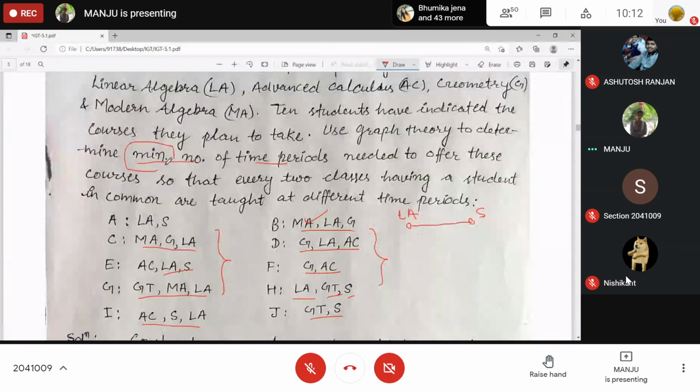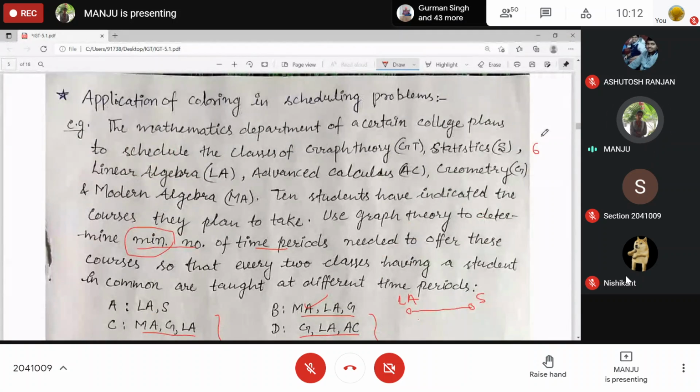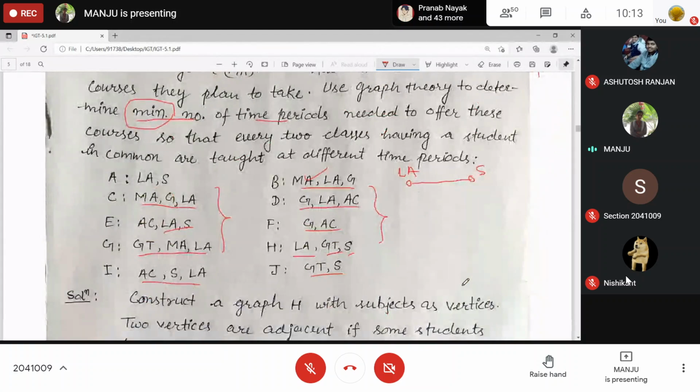Okay, because we wanted the minimum. See, there is no problem if we schedule this in 6 hours, right? At one slot, this one, second, this one, third, this one, fourth, this one, fifth, this one, sixth, this one, right? But that will be a wastage of time. At minimum, we can use 4 hours. We can utilize the other 2 hours in some other activities, right? 4 hours we can use to offer these courses. Okay.